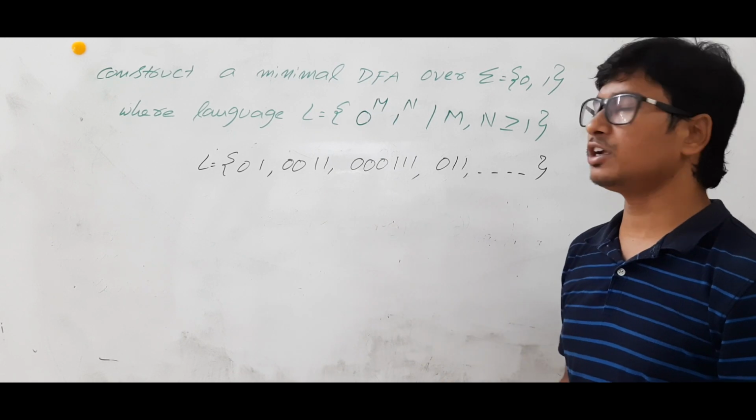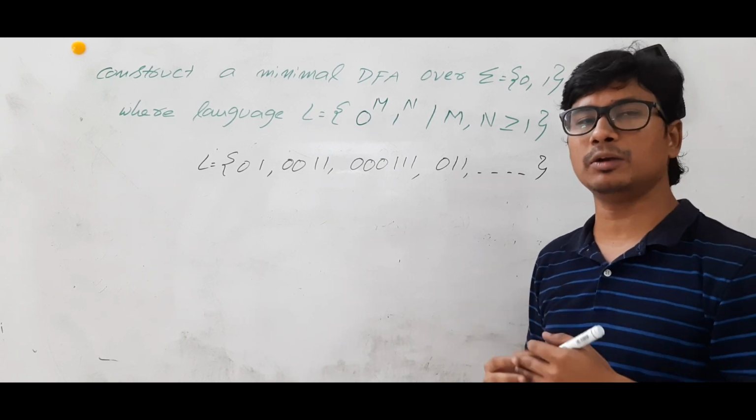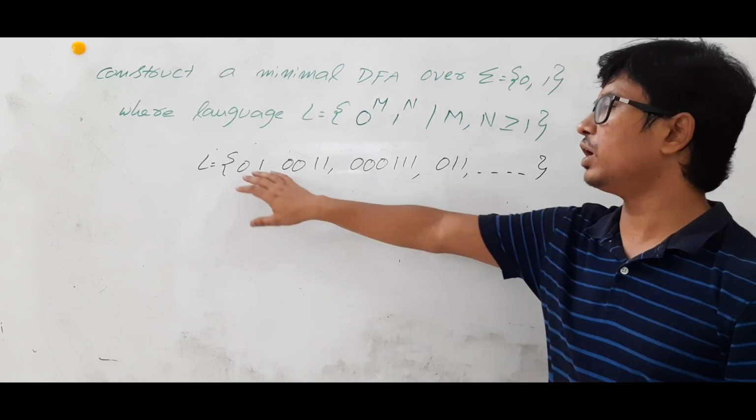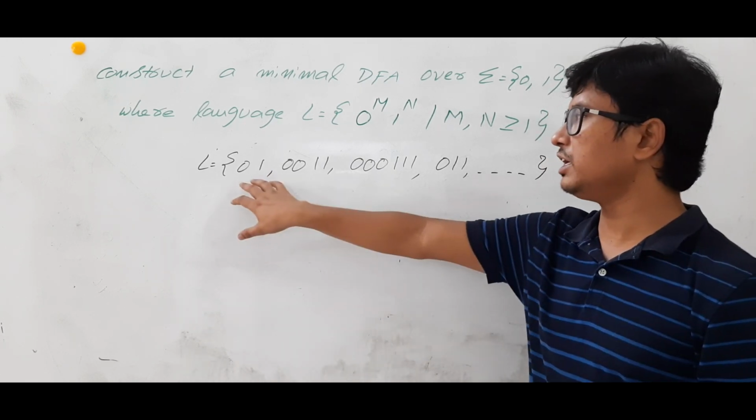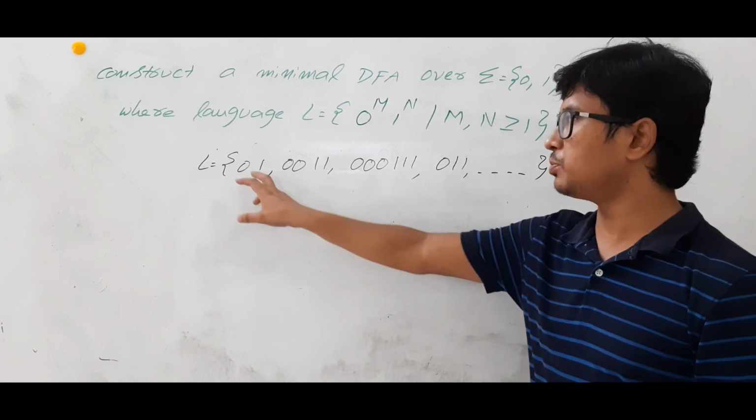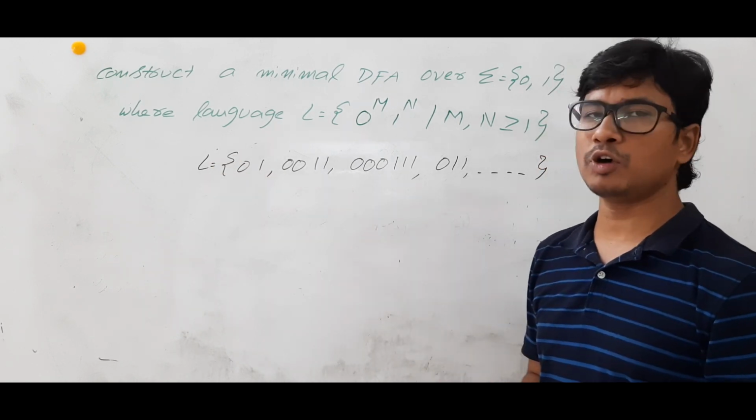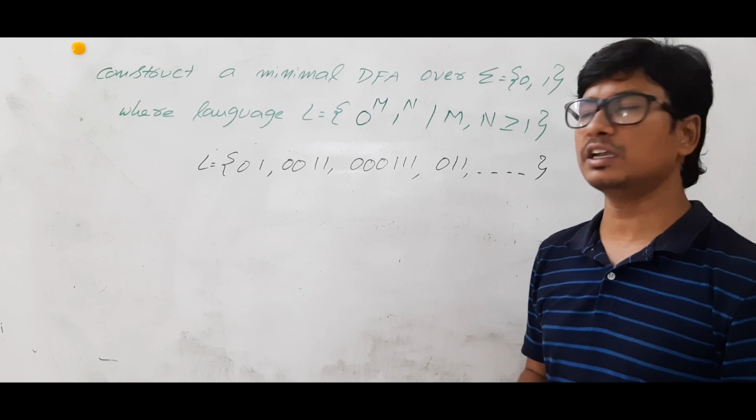So as it is an infinite language, there may be a DFA or may not be a DFA. If it is available, what it is, we will check it now. So how can I construct the DFA? I will take the smallest string which belongs to language L. For that smallest string, I will construct the skeleton DFA.